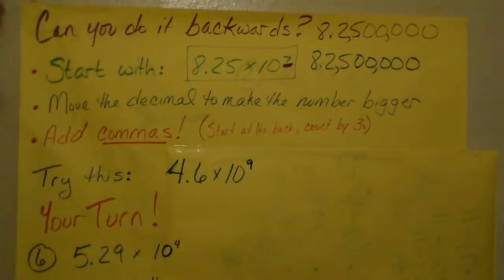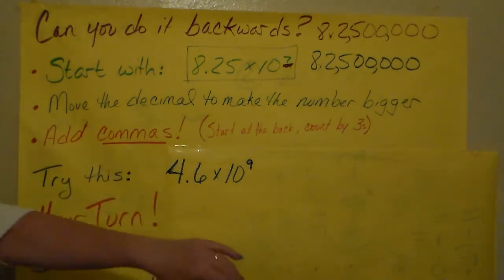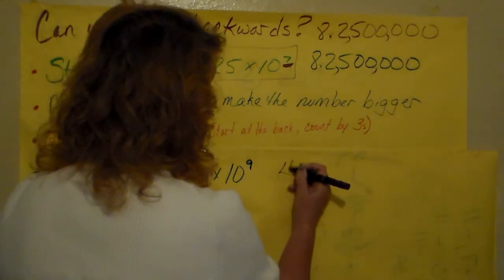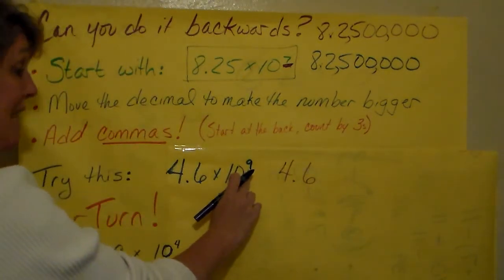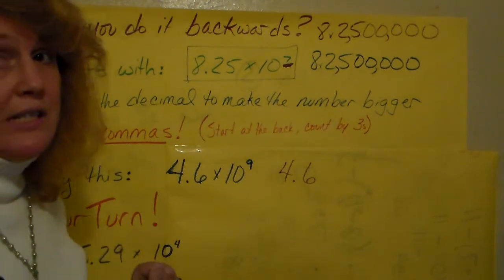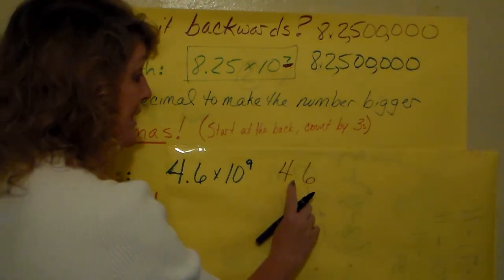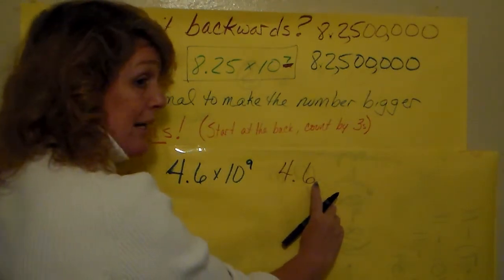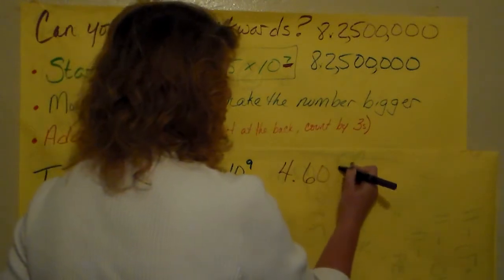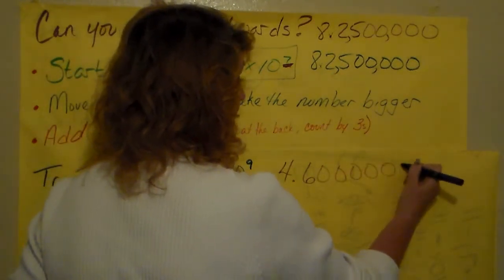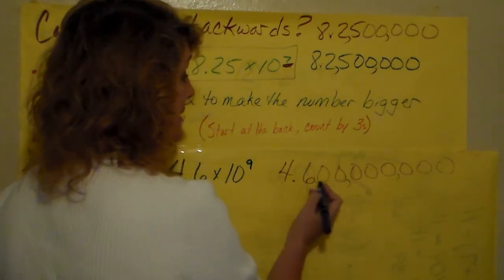Okay? So we're going to try this one. 4.6 times 10 to the 9th. So we're going to write down our 4.6, and we're going to move our decimal place 9 times. Now please understand, this does not mean I add 9 zeros, because the decimal starts here. I'm already moving it 1. I only get 8 more. 1, 2, 3, 4, 5, 6, 7, 8, 9.